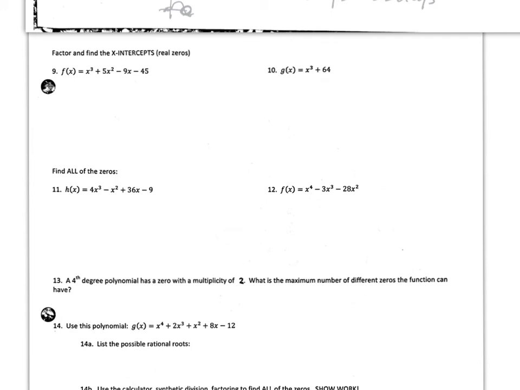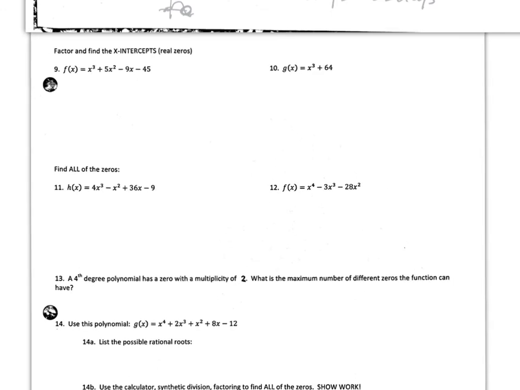Factor when you find the x-intercepts. There are 2 of these. Pay attention to the directions. They may say find the real, they may say find all. So you want to make sure that you read that carefully.